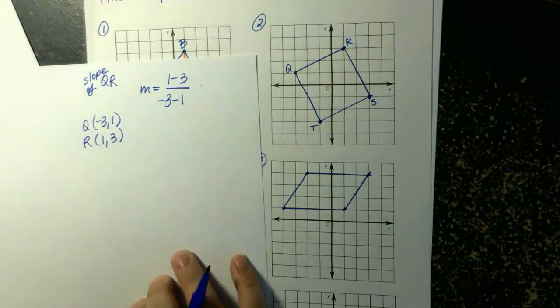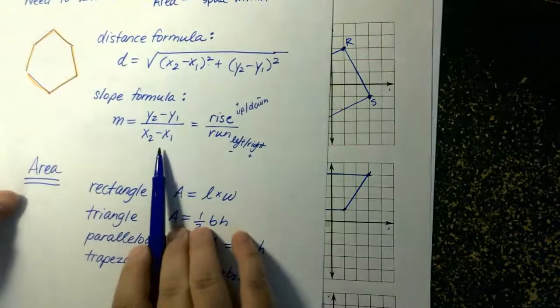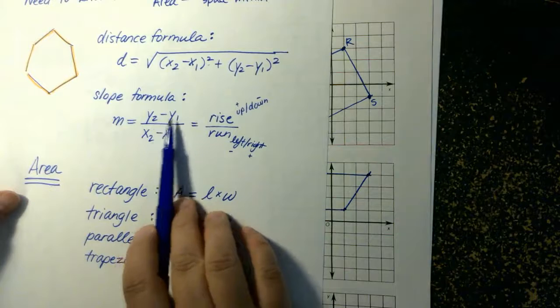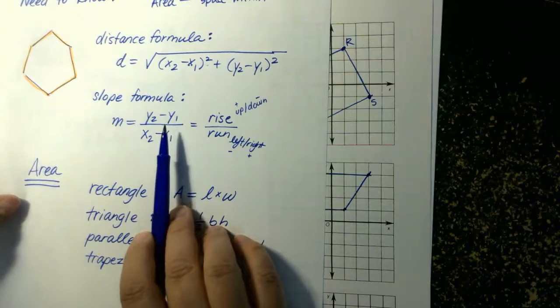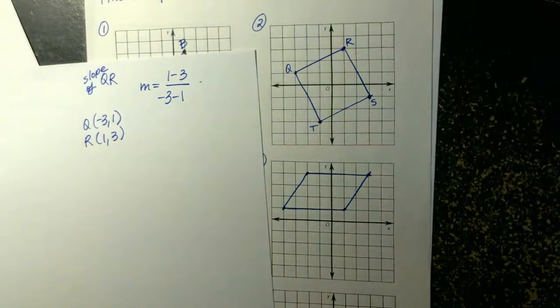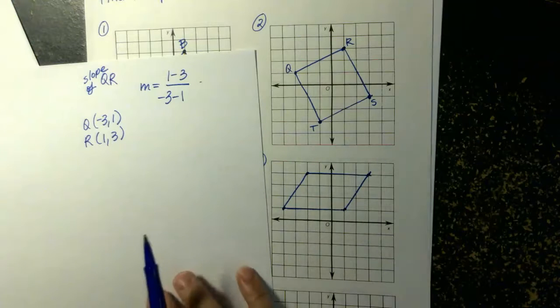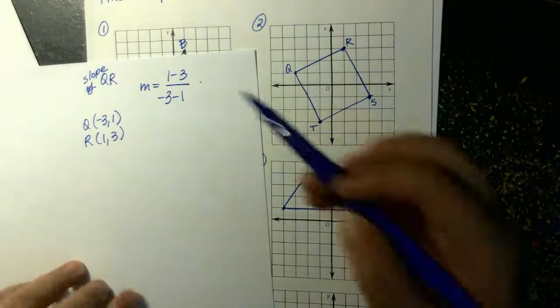Now, sometimes I'll have students say to me, you didn't do the points in the right order. You didn't do point 2 minus point 1. Well, who's to say which is point 2 and which is point 1? That's completely up to you. So it really doesn't matter what order you do it in, as long as you're consistent.